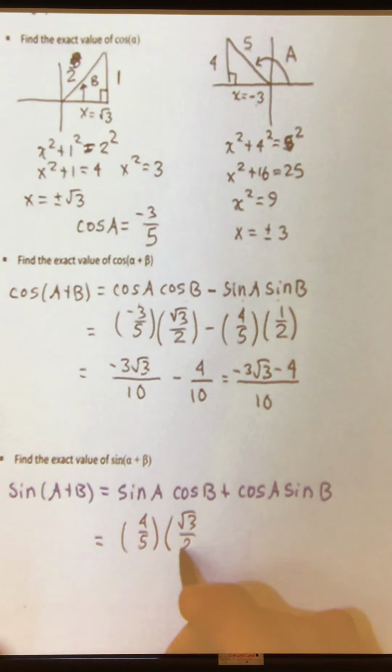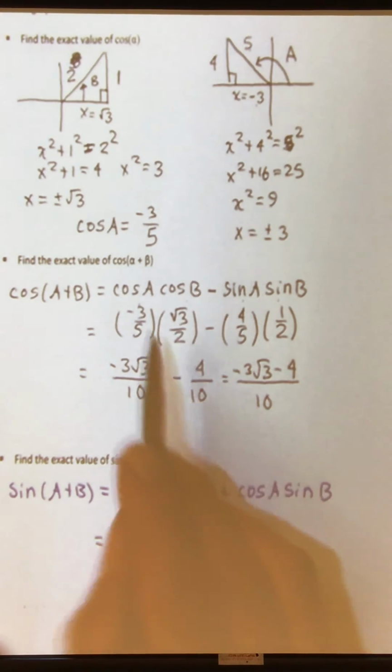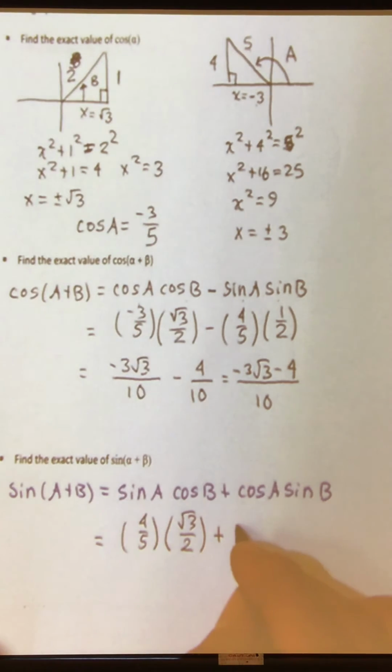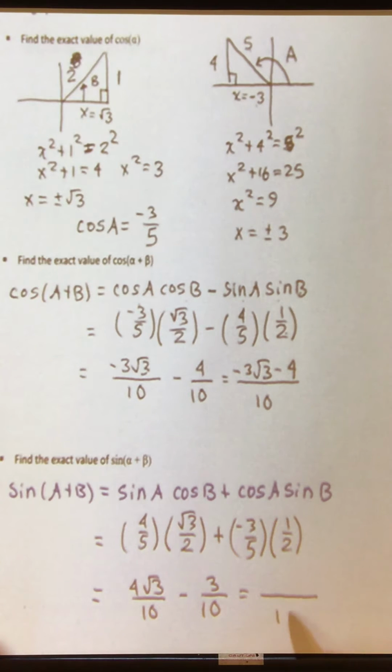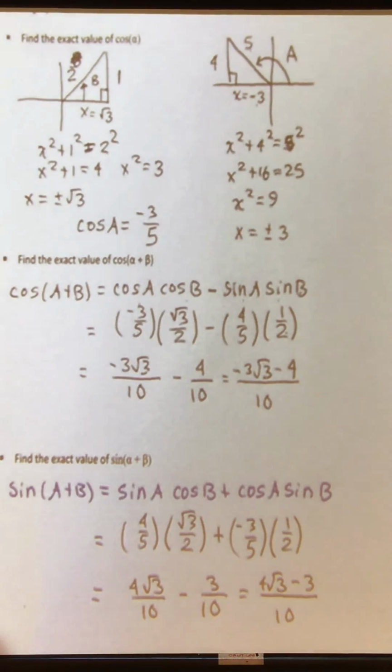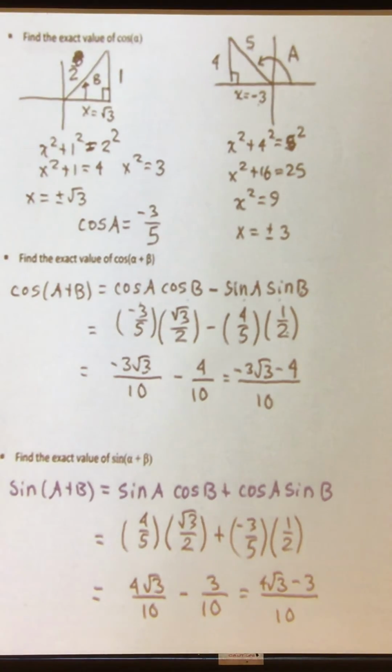Root 3 divided by 2 plus cosine of A is negative 3/5. We got that right here, so we'll steal that result, negative 3/5. And then the sine of B is 1/2, and we can steal that answer from here. So the arithmetic is similar. Multiply the tops here, multiply the bottoms, multiply the tops here and the bottoms, and then write the answer as a single fraction, 4 root 3 minus 3, all divided by 10. And that's the exact value of sine A plus B.